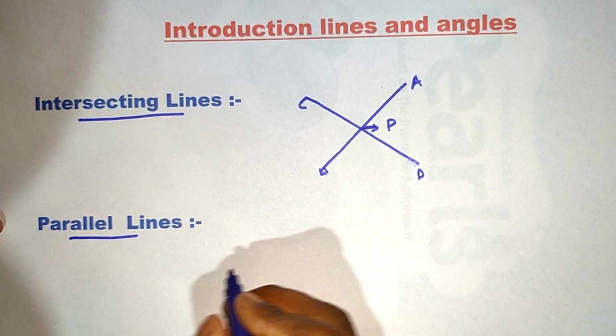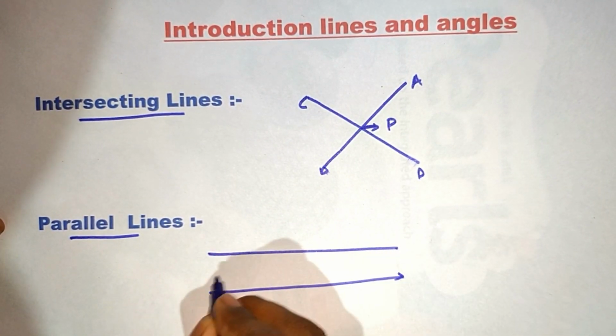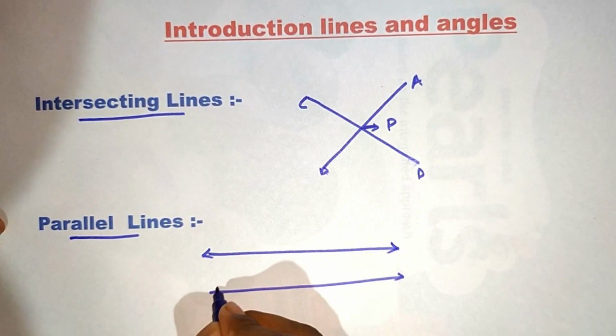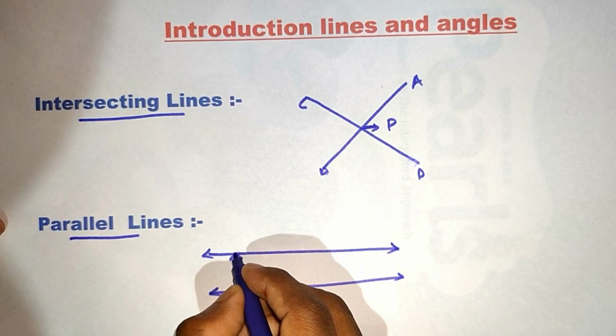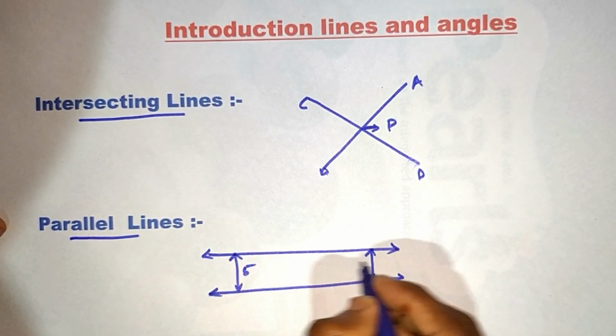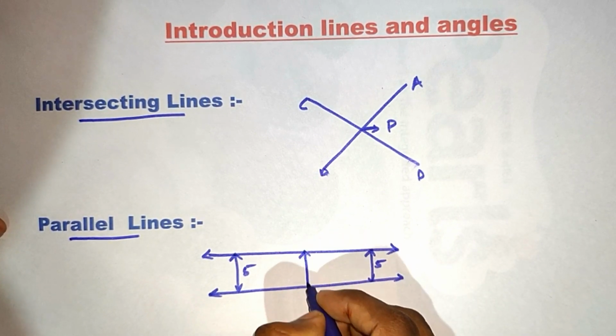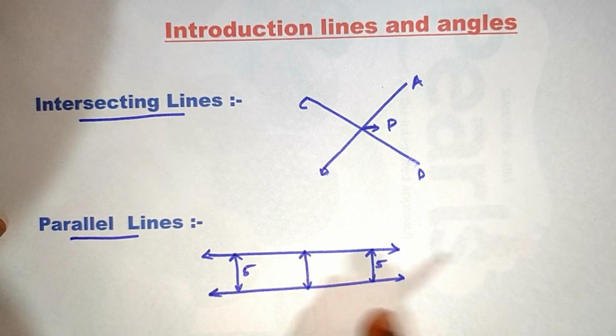What are parallel lines then? Suppose I am drawing two lines which will not intersect at any point. These two lines will not intersect at any point, and the distance between the lines at any point will be the same. This is 5, so this will be 5 and this will be 5. So this type of line is called parallel lines, where the lines will never meet each other.